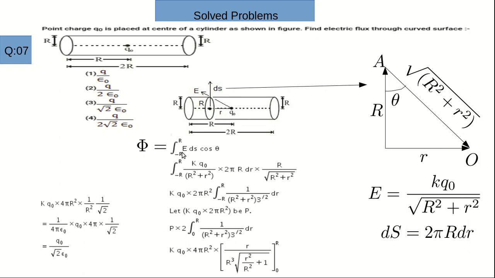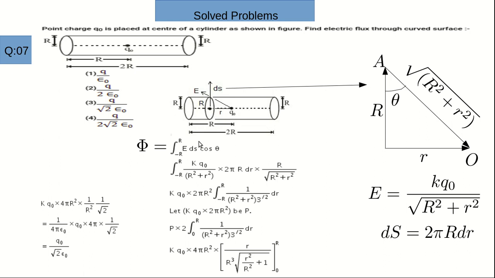And if you just substitute here, and you know that the formula for phi is basically E dot ds, which is E ds cos theta. If you substitute the value of E, ds for the cylindrical, if you consider this annular region, the area will be 2 pi r dr. And this cos theta, if this is the angle theta, I am just magnifying this triangle here. So if we draw this triangle and this angle is theta, then cos theta will be r by root of r square plus r square.